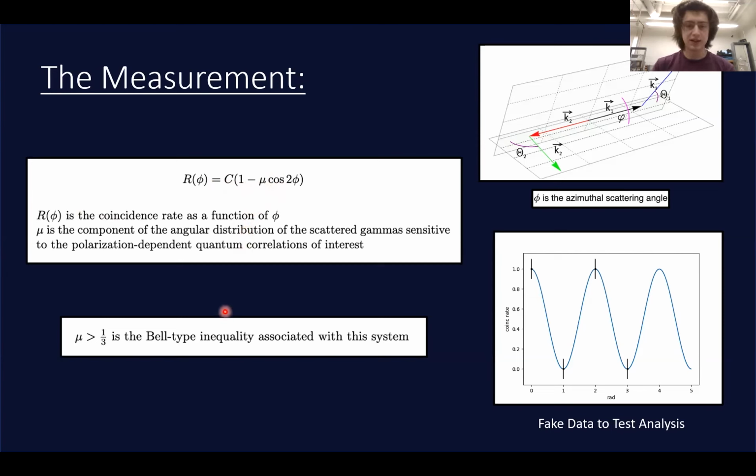A Bell-type inequality is a very famous type of issue, the same kind of problem that was solved to win the 2022 Nobel Prize. It's not the same inequality, but a similar one to what we're doing. So our goal is to measure mu to a high enough precision that we can say that mu is greater than 1/3, and then we've found entanglement. This example on the bottom right is fake data we use to test our analysis, but it's what it might look like when we determine that we have found entanglement.